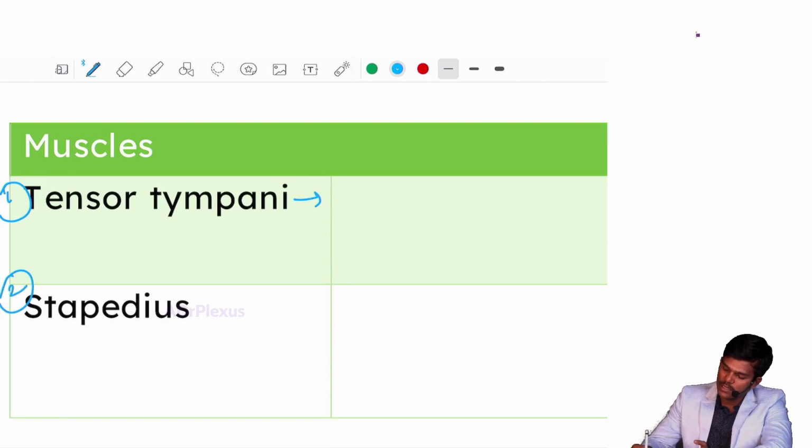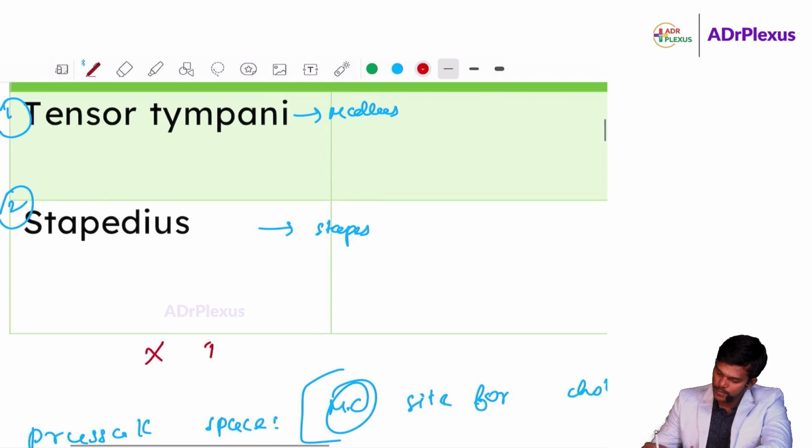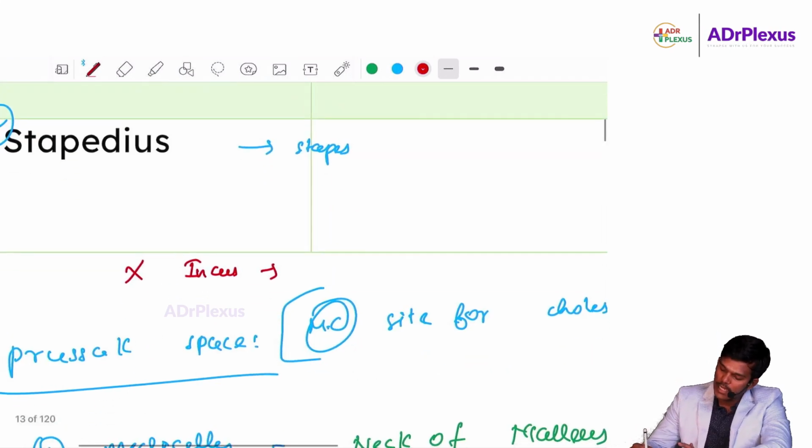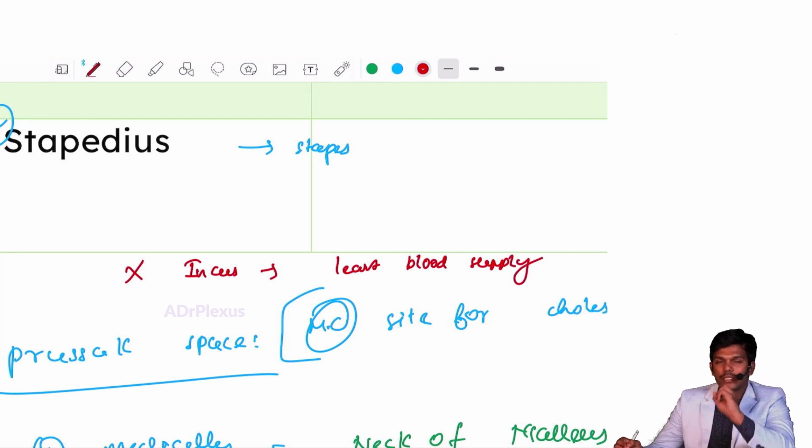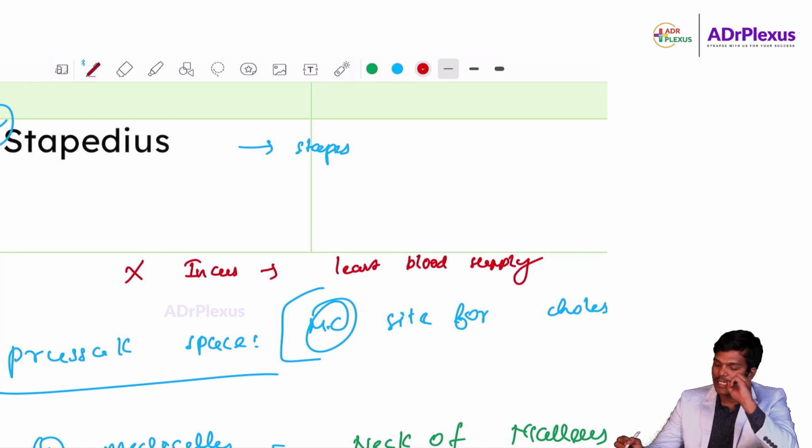Tensor tympani muscle is related with malleus, stapedius muscle is related with stapes. So incus is not having any muscle. Okay, so it is having the least blood supply compared to other ossicles. Because if you are having a muscle, the muscle will give you some blood supply. So incus is the least blood supply area, so it is more prone for erosion due to disease.